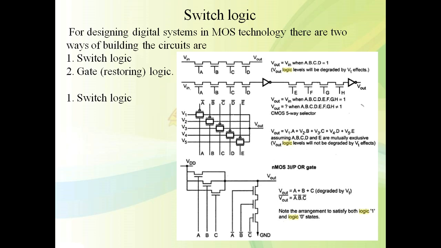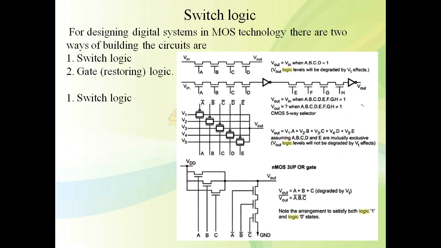So first we'll see what switch logic is. Switch logic is based on the pass transistor or on the transmission gate. So all these switches are used. Single transistors are used, either a p-type transistor or an n-type transistor, or here the transmission gate, a parallel combination of a p-type transistor and an n-type transistor, is used.